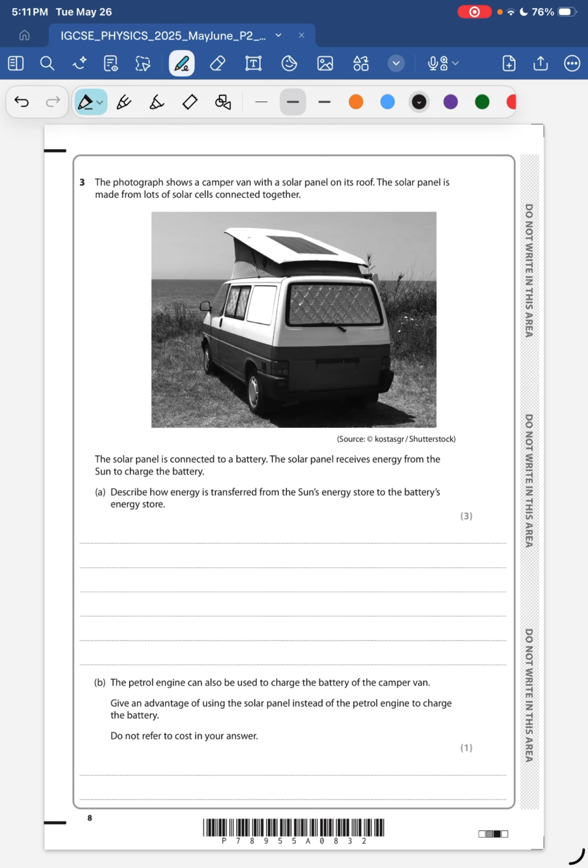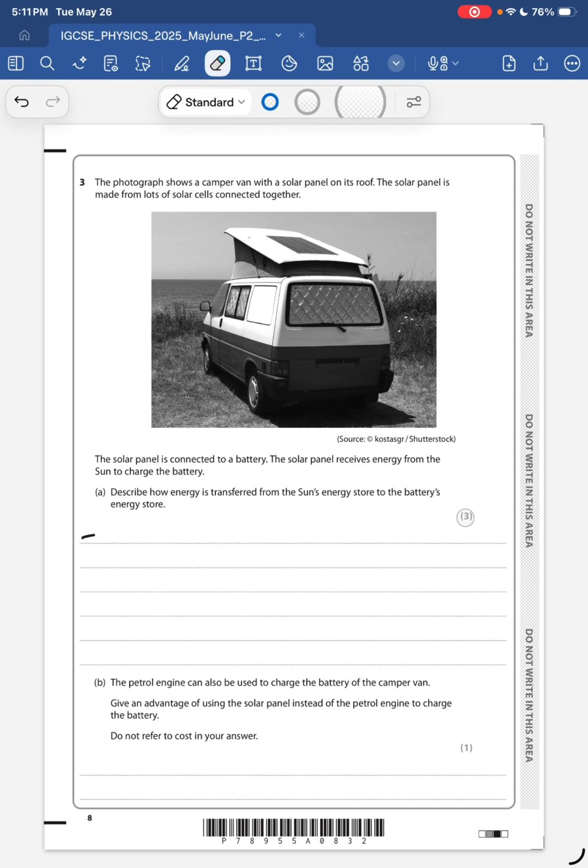The solar panel is made from lots of solar cells connected together. I think I already said that. The solar panel is connected to a battery. The solar panel receives energy from the sun to charge the battery. Question A. Describe how energy is transferred from the sun's energy store to the battery's energy store. That's kind of crazy to start thinking about, the sun's energy store. Okay, so let's do it. It awards 3 marks, so you have to provide about 3 sentences.